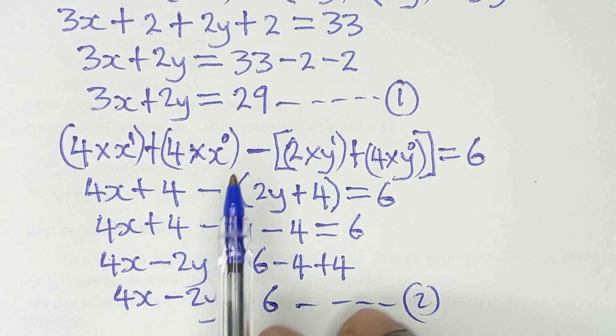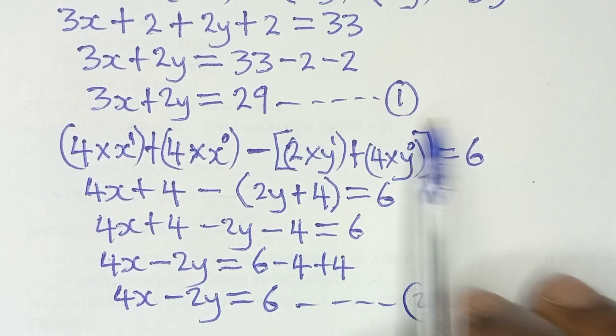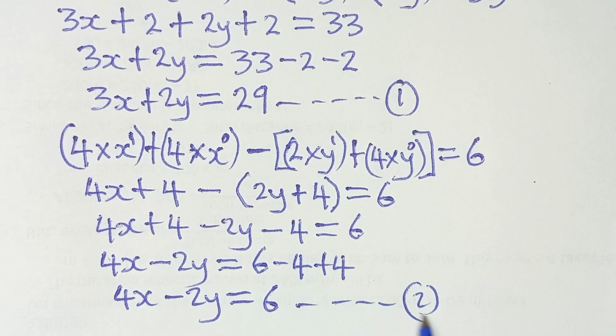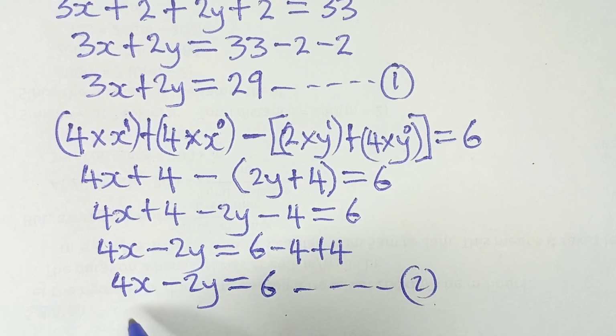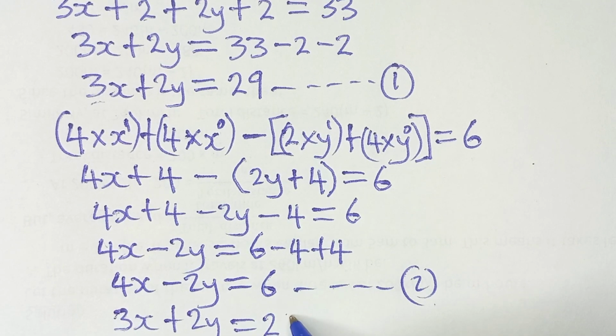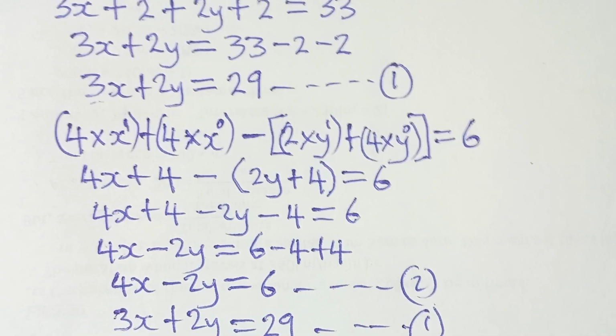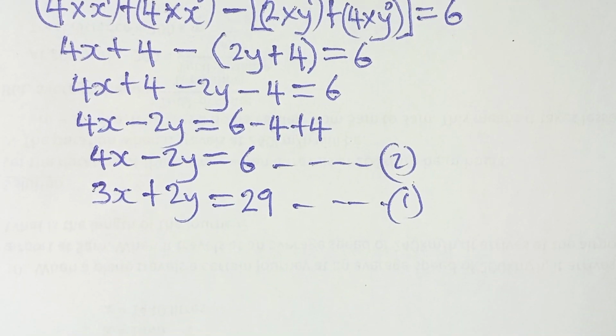So now we have this as our equation 1, and we have this as our equation 2. So we can bring them together and solve them simultaneously. So let me bring down equation 1 to this side. So equation 1 is 3x then plus 2y, and that is equal to 29. Don't forget, this is equation 1. So that is equation 1 there.